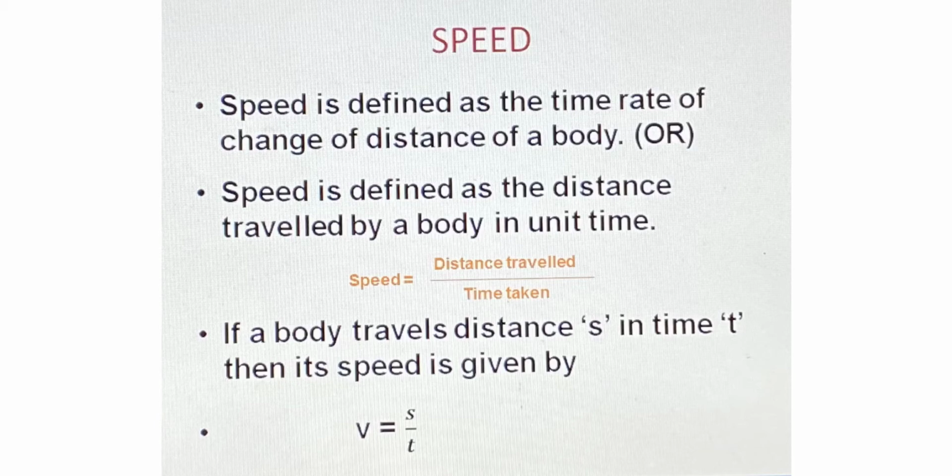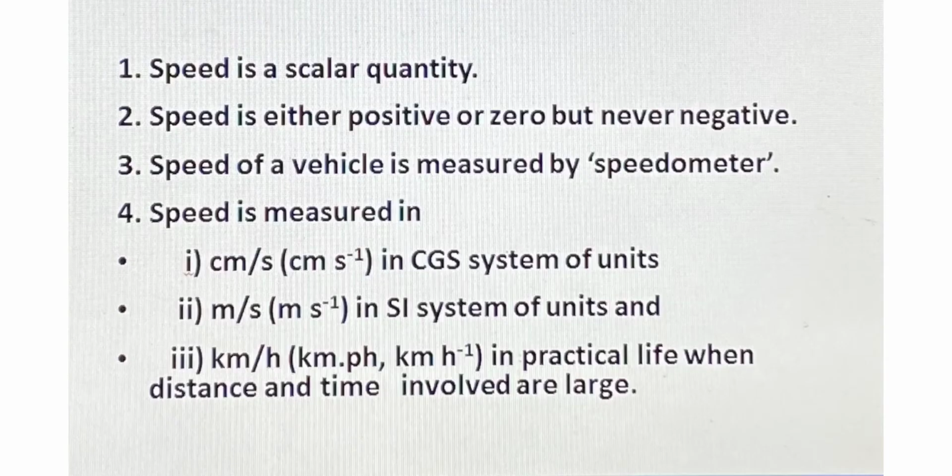If body is traveling distance s, distance traveled by the body is denoted by s, time is denoted by t, then speed v, speed is denoted by v. So v is equal to s by t. This is the formula for speed. Now speed is equal to distance upon time, that is v is equal to s upon t. Distance is a scalar quantity, time is also a scalar quantity, so obviously speed is also a scalar quantity. Speed is either positive or zero, it can't be negative since distance can't be negative.